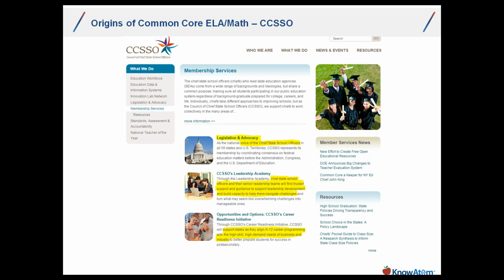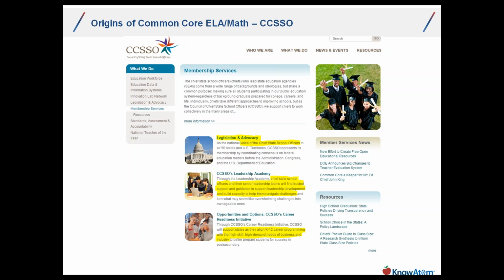And so what I wanted to point out here is that really what's happening is this group is an opportunity for the state heads of education to find a similar friend, and build a coalition among other state heads of education.